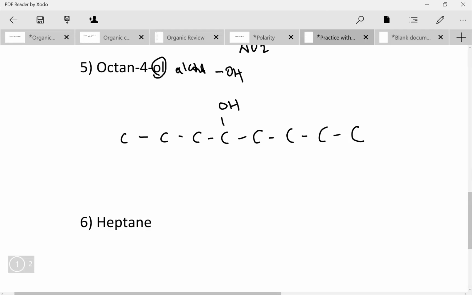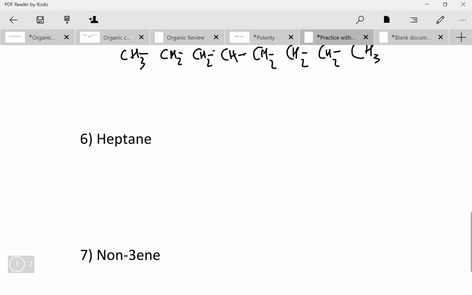And then we're going to fill in our hydrogens. So 1 bond, 3 hydrogens, 2 bonds, 2 hydrogens, 2 bonds, 2 hydrogens, 3 bonds here, 1, 2, 3, so 1 hydrogen, 2 bonds, 2 hydrogens, 2 bonds, 2 hydrogens, 2 bonds, 2 hydrogens, 1 bond makes 3 hydrogens, because they always have to add up to 4. And that is octan-4-ol.